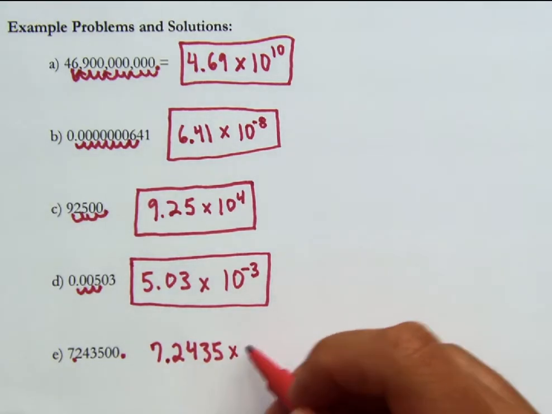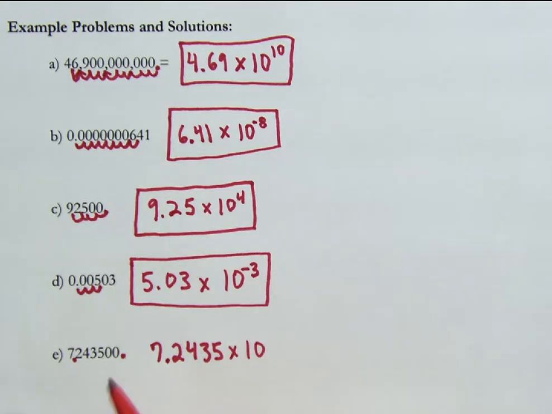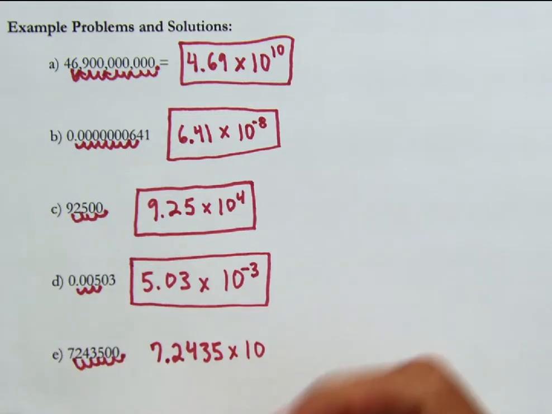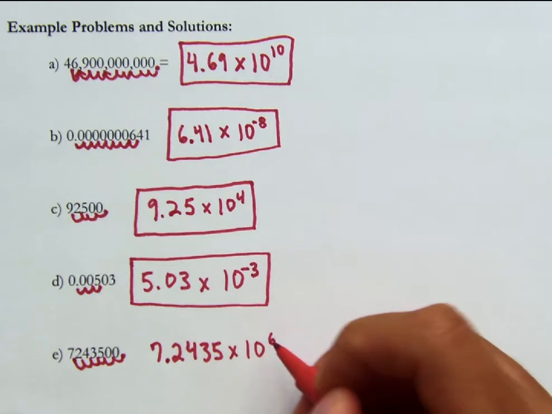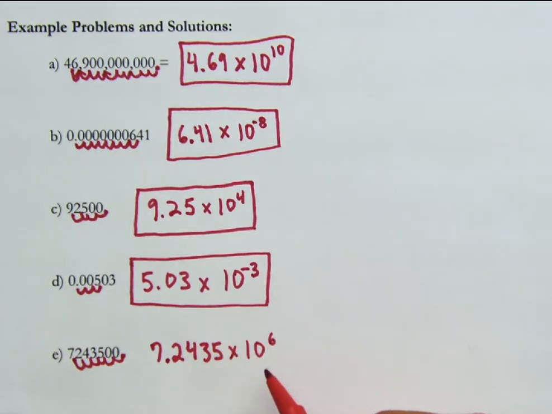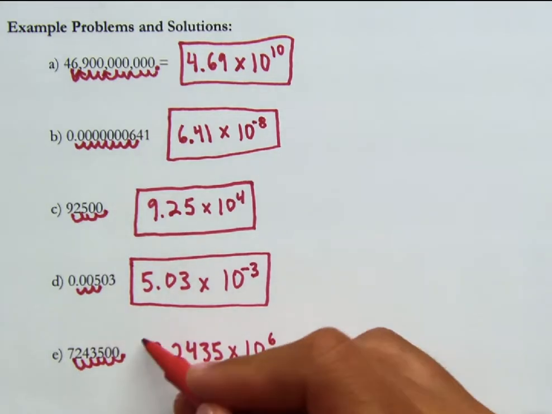And then we say times 10 to some power. And we had to move the decimal 1, 2, 3, 4, 5, 6 places. And this is a number greater than 1. So that's it. And 10 to the 6 is a million, right? A million times 7 is about 7 million, right? Which is what we have here.